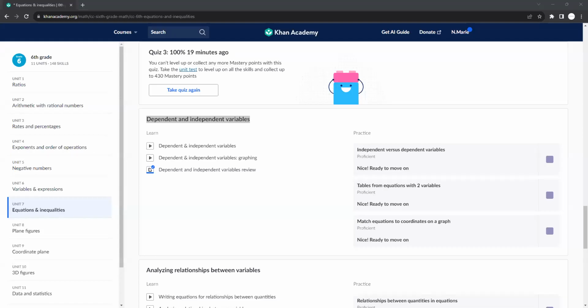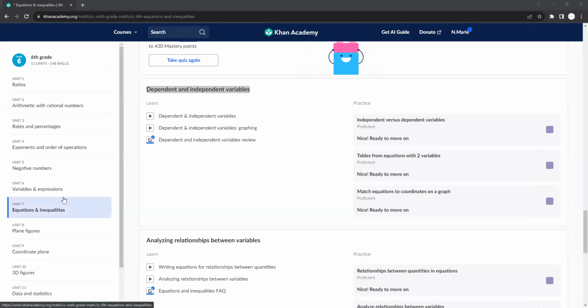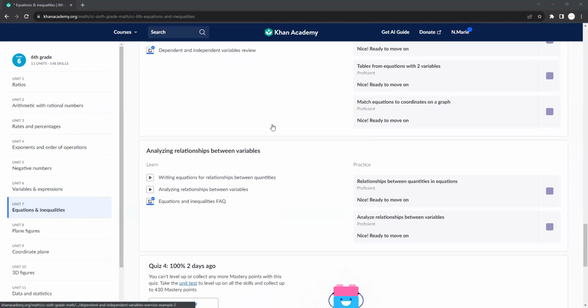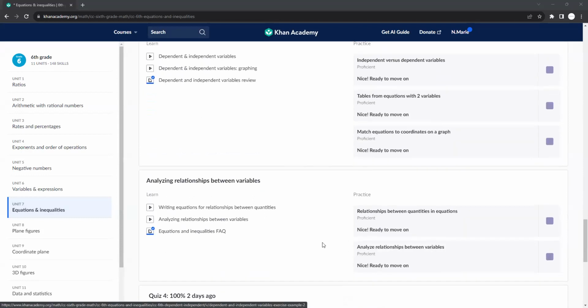Okay, so we are finishing up the final part of this equations and inequalities unit, which is dealing with dependent and independent variables. So let's go over that. When dealing with independent and dependent variables, you're going to be dealing a lot with proportional relationships.